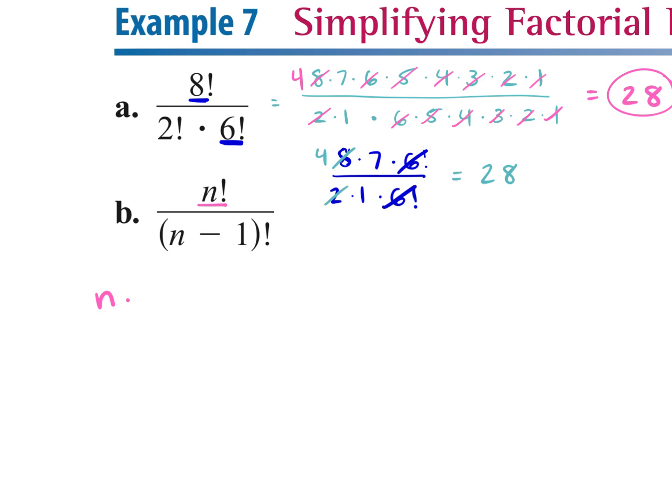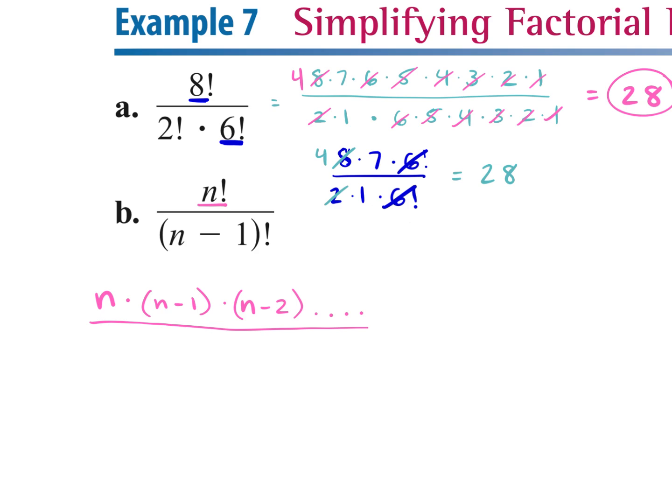So how would I decrease this by 1 each time? The next number would be n minus 1. The next one would be n minus 2, and so on. It would keep going. We just would decrease by 1 more number each time.